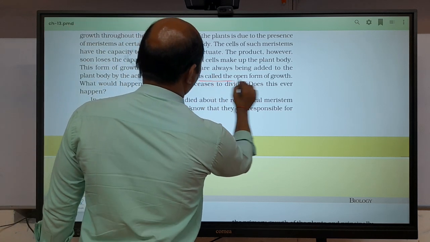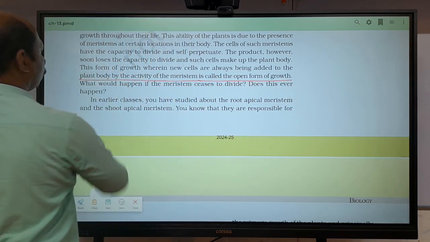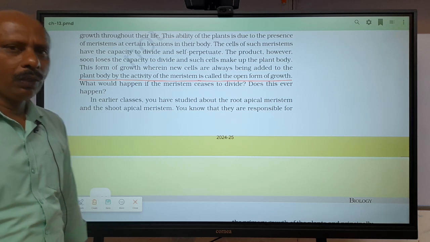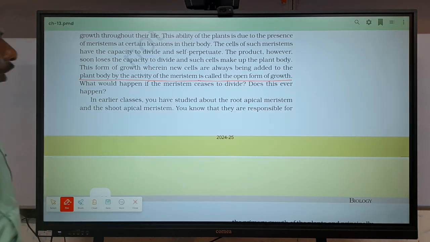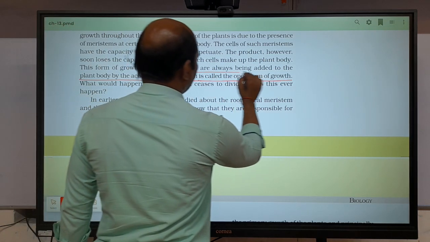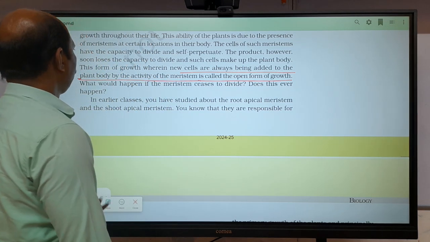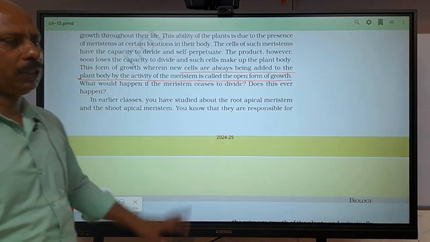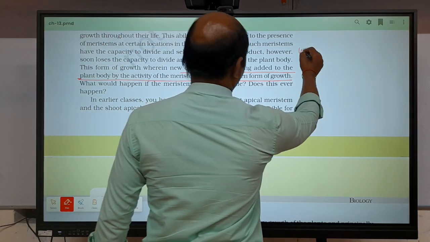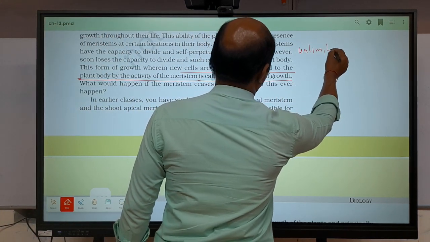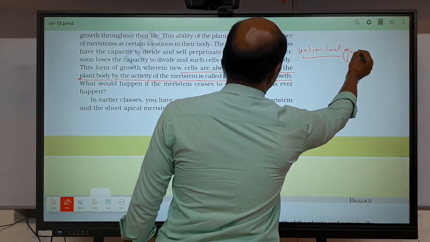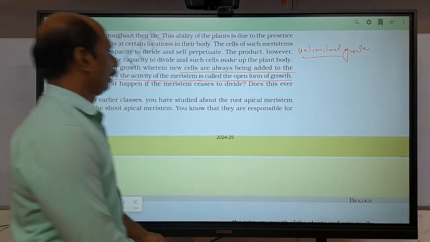Open form of growth. So in the plant body, only open form of growth is there. Open form of growth means what? New cells are always being added to the plant body. First thing is here, right now, and unlimited growth is present in the plant. Unlimited growth is also present in the plant body, right?